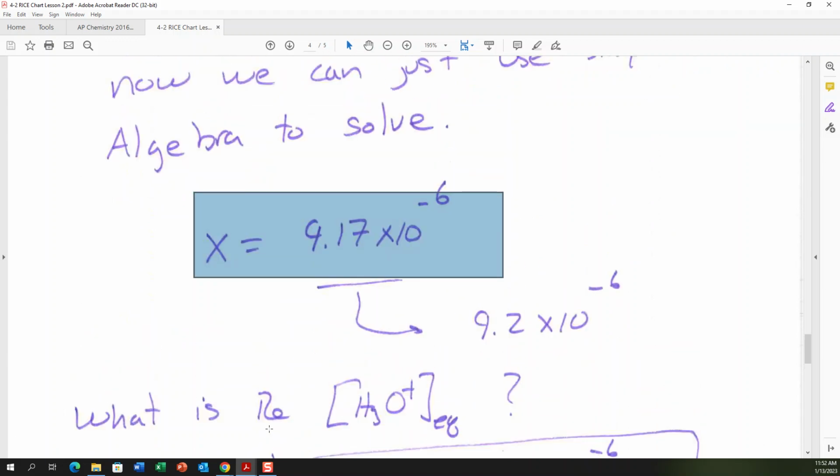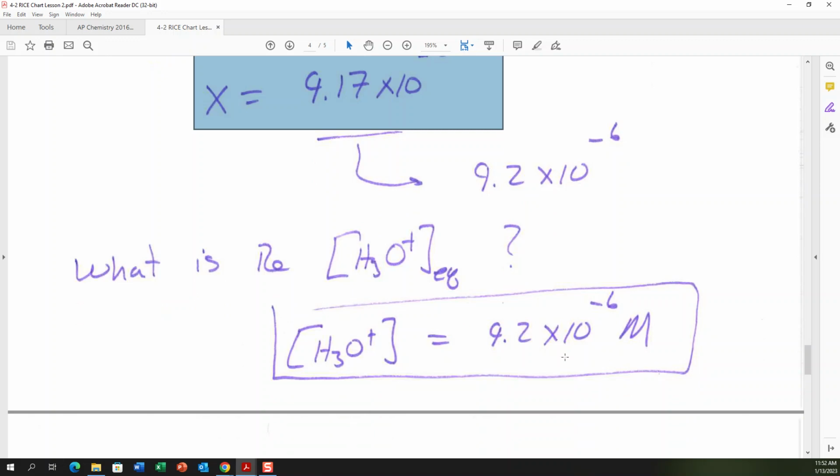Okay? So we answered the question. And whether or not we graphed to solve for x, or made that 5% rule simplification, we ended up with the same number. So the equilibrium concentration of hydronium in that process was 9.2 times 10 to the negative 6 moles per liter. Okay.